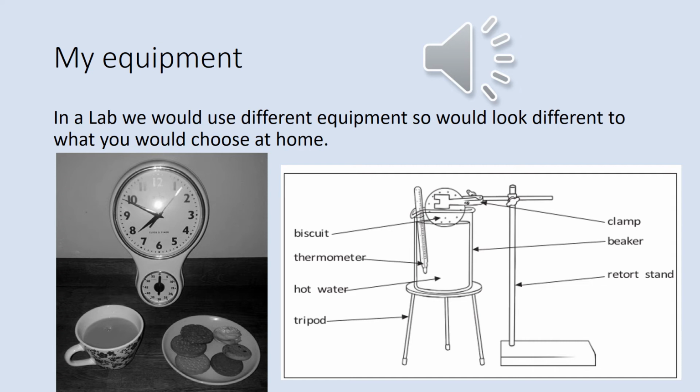Now, in a lab, if I was doing it, we do it a little bit differently, which is fine. If you look at the picture, we've got the retort stand and the clamp holding the biscuit in place. That means we can have the same amount of biscuit each time touching the water. We also have a thermometer because it's important that we do it the same temperature each time to make it a fair test. And we're standing that on a tripod.